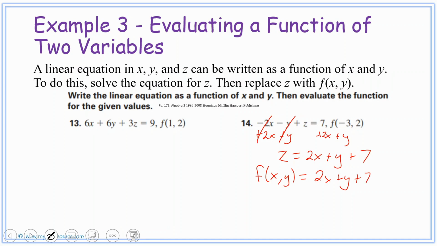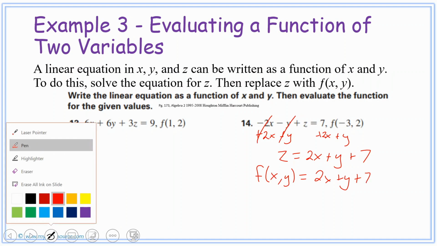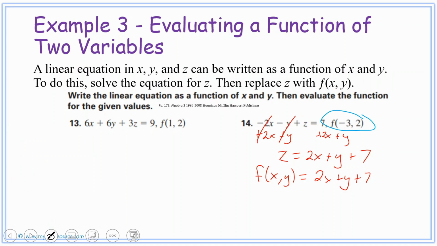Now if we were to do that last step, we'll simply substitute those values in of negative 3 and 2. And so that means where we have an x, we're going to have times negative 3. And where we have a y, we just substitute the y in there. All right, so when we simplify that, 2 times negative 3 is negative 6. Negative 6 plus 2 is negative 4. And negative 4 plus a positive 7 will give us a positive 3.